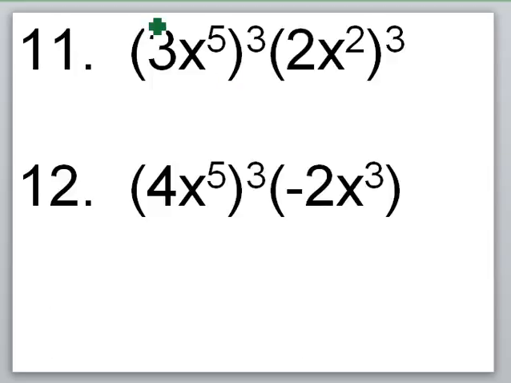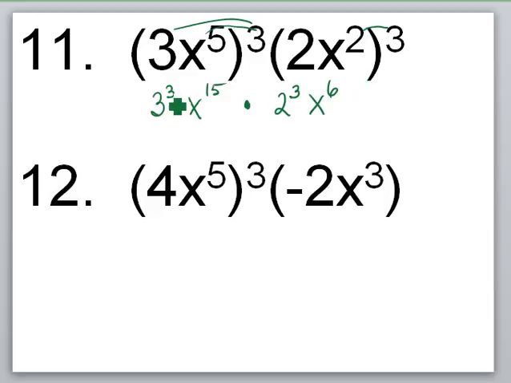So we're going to get rid of all the parentheses first, and so we're going to raise these all to this power. So I've got 3 to the 3rd power, and I've got x to the 5 times 3, so that'll be x to the 15th, times I've got 2 to the 3rd, and I have x to the 2 times 3, which is 6. That's the power to a power rule.